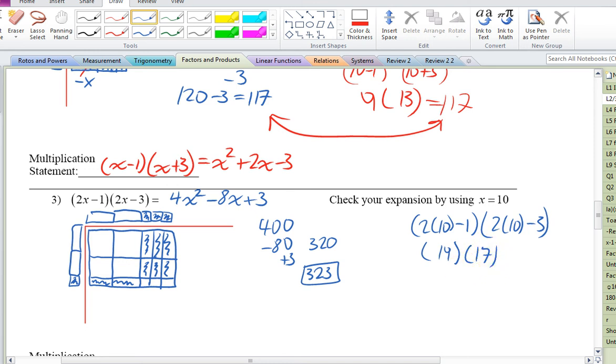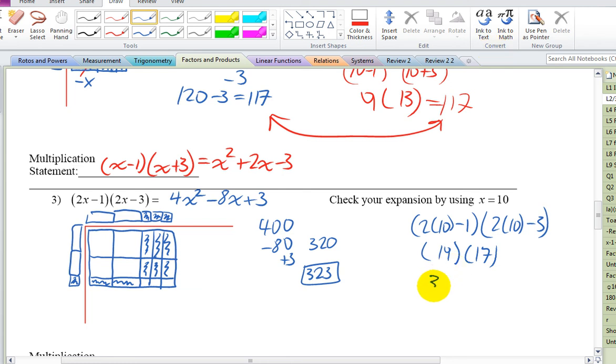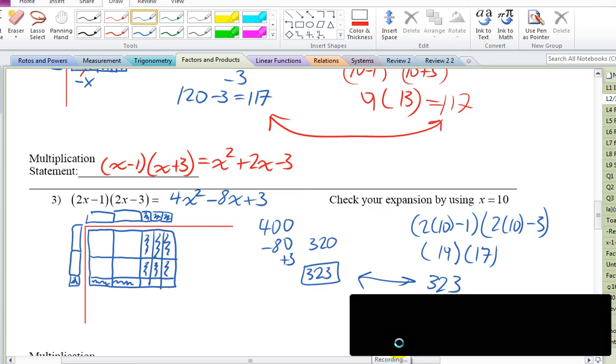Times 17. Now you could even just quickly check on your calculator. 19 times 17. Yep, 323. We're right. Okay? So you're just checking that what you expanded is correct. Am I going to quiz that? Most likely not. What I put on a test is like the hardest question.